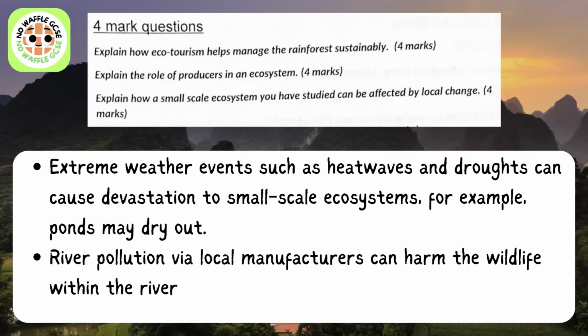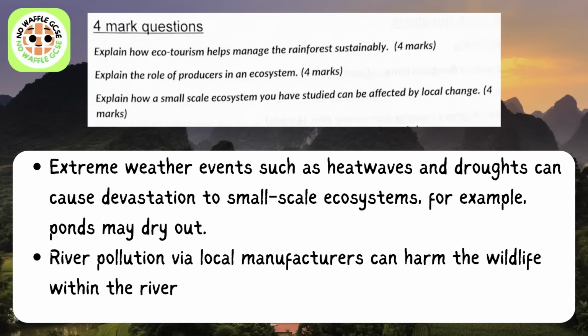Or a more human factor. For example, a new manufacturing company coming in and therefore polluting the rivers. This can harm the local wildlife within the river and massively shift the dynamics of the food chain.